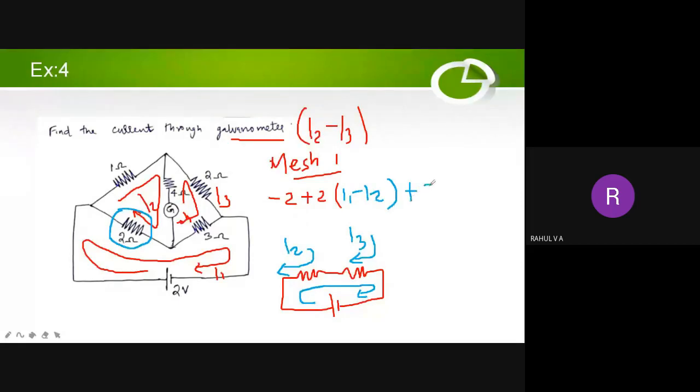Plus the 3 ohm resistor. Through the 3 ohm resistor you can see that current I1 is flowing, and current I3 is also flowing. So you have to take I1 minus I3. Whichever mesh is being analyzed, take its current minus the current of the other mesh that passes through that particular resistor. So assume that I1 is greater than I2 and I1 is greater than I3.